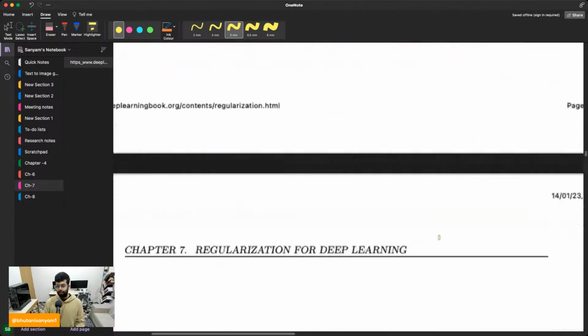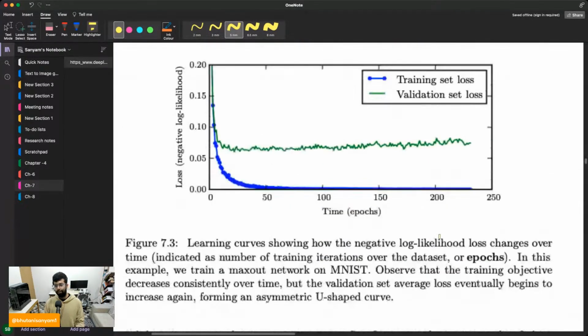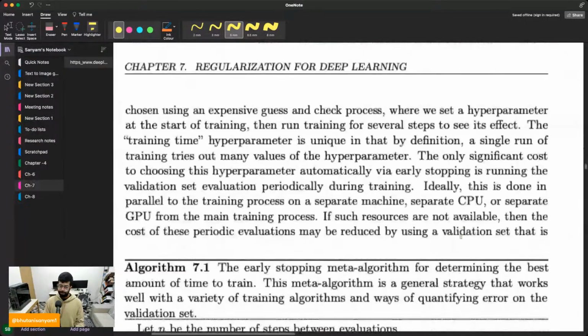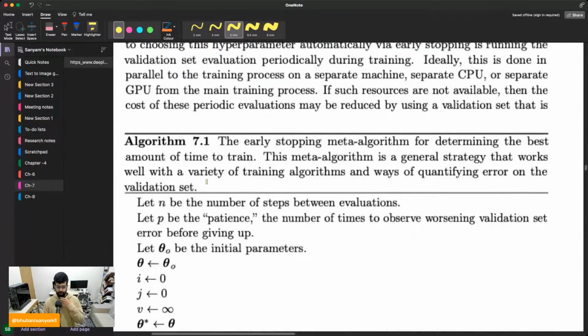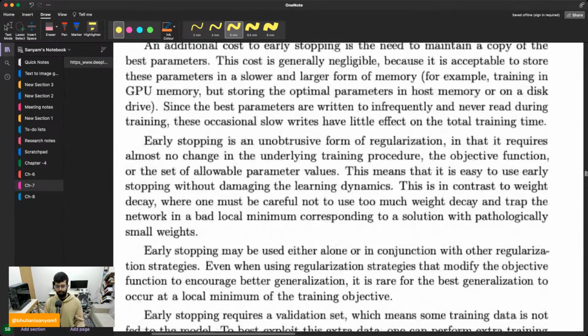Then they introduce early stopping and the exact algorithm for how you can use that. It is pretty straightforward, so I encourage you to at least read through 7.1, 2, and 3. It basically just stops training after you start overfitting. That's what it does.